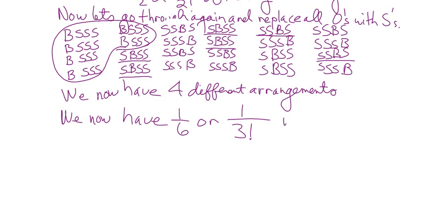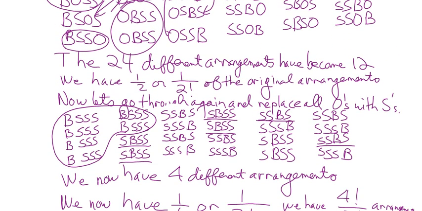So we have 4 factorial over 3 factorial arrangements. And over here, we had 4 factorial over 2 factorial arrangements, right? 4 factorial is the 24 we started with. But if we have repetition, when we repeated 2, we had half the arrangements. When we repeated 3, right? Because those three S's can be arranged in 3 factorial ways, right?